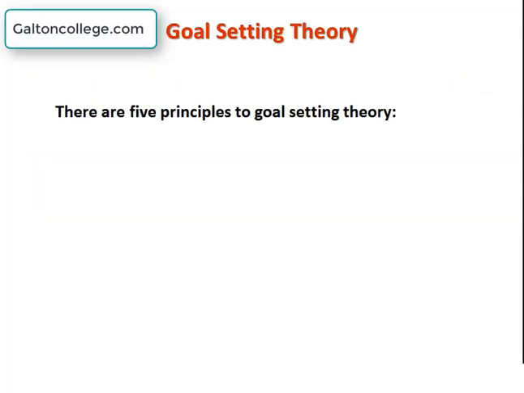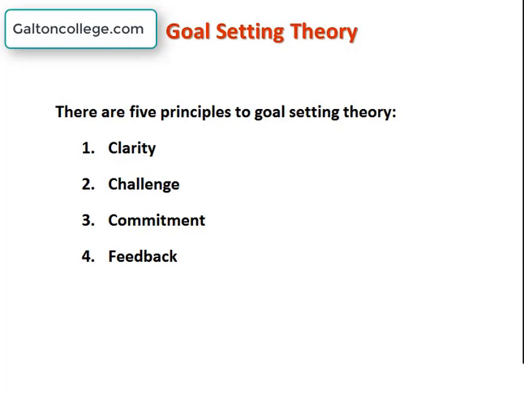There are 5 principles to goal-setting theory. These are clarity, challenge, commitment, feedback, and task completion. Now we're going to look at each of these briefly in this session. This is what's going to take up the majority of the session that's left. These are the 5 principles upon which goal-setting theory rests.